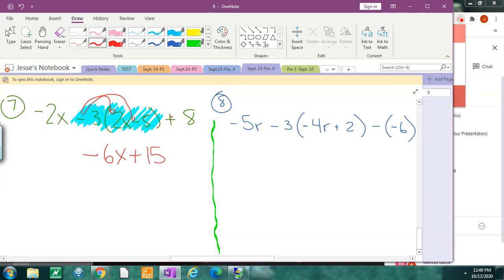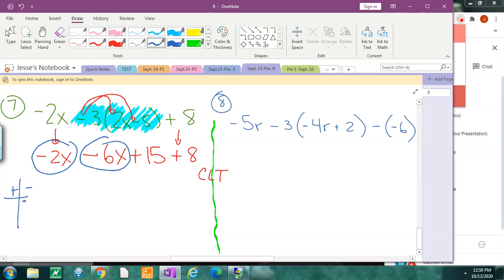Very good. Now, what do I do with the 8? Bring it down. Just drop it down. What about the negative 2x? Bring it down, right? So now we're going to do what's called combine like terms. So we're going to get the negative 2x minus the 6x, t-chart, and my answer is negative 8x.